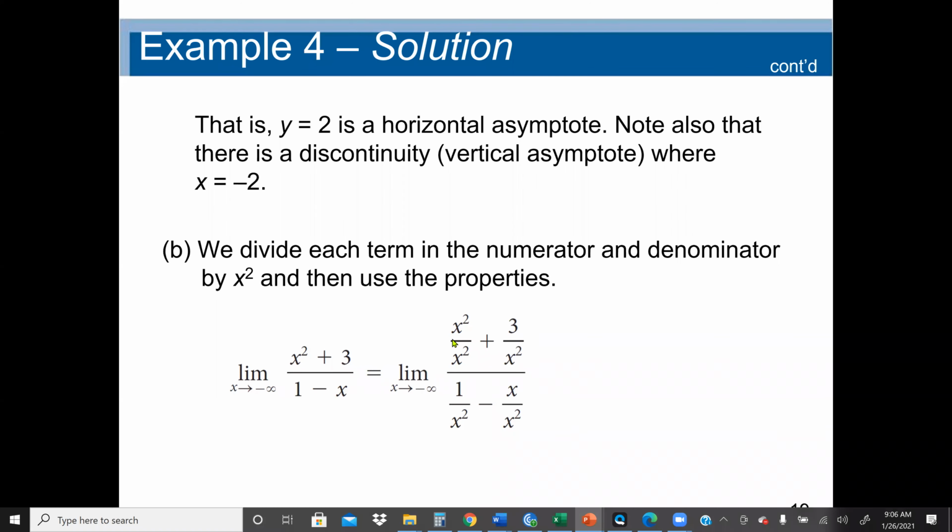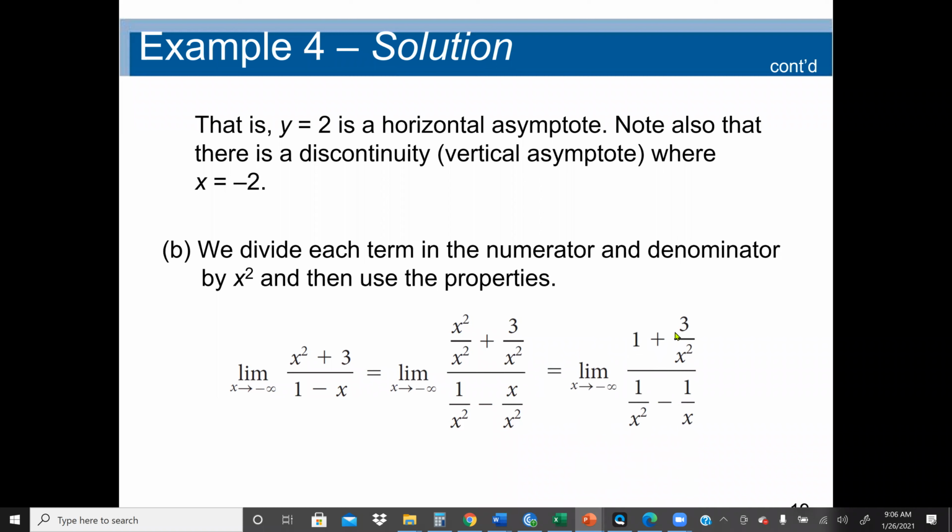Then here we have s squared divided by s squared. We get 1 here. But here we get 3 over s squared. Here we get 1 over s squared. We cannot cancel. And here we have s divided by s squared. So we get 1 over x. Then we apply the properties.